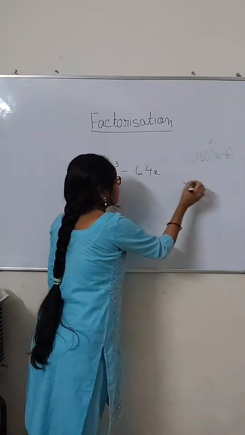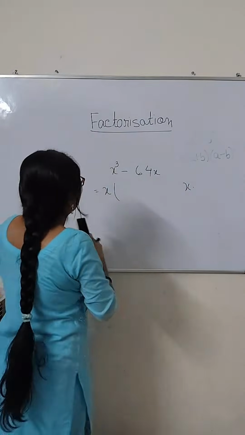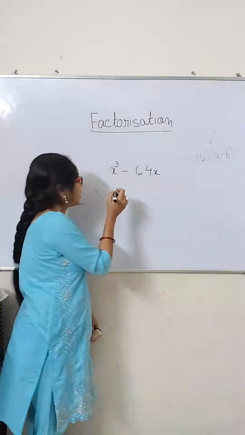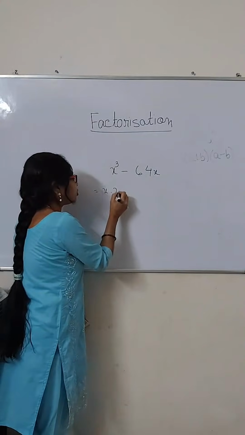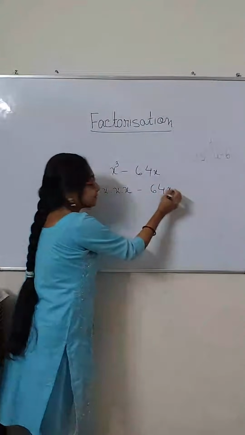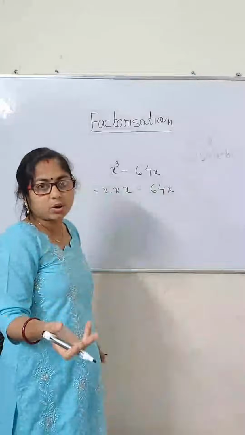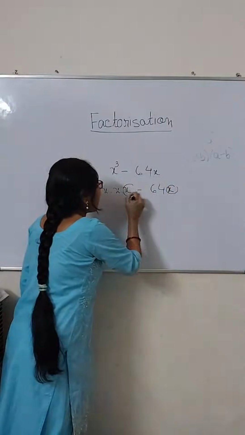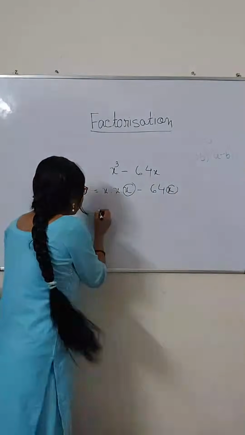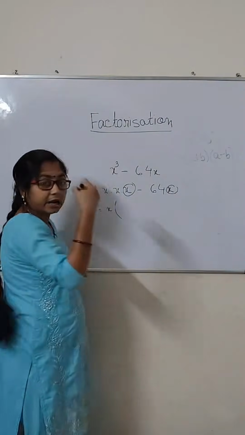This is x into, okay, I do one step again, then it is easy for you. How can I write x cube? I write x into x square, then 64x. Is it clear? Then what is our common part? x is our common part. Okay? I take the common to one side. And what is our left part?